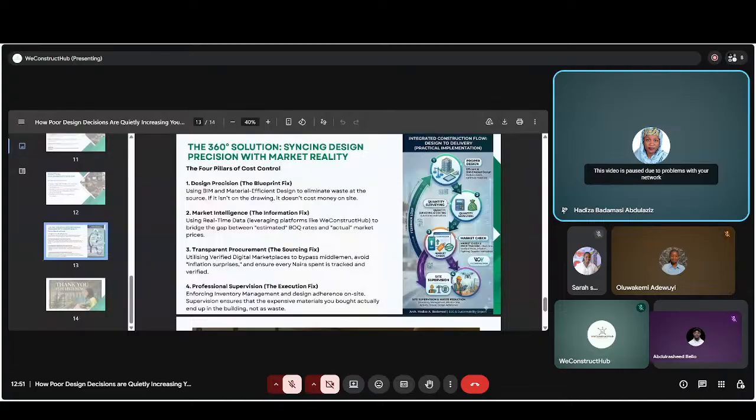By using precision in our design and leveraging modern platforms, like, I'm still giving an example, Reconstruction Hub for market data, we move our industry away from guessing and towards a transparent, efficient, and sustainable future. Let's stop building by accident, please, and start building by design. Thank you.